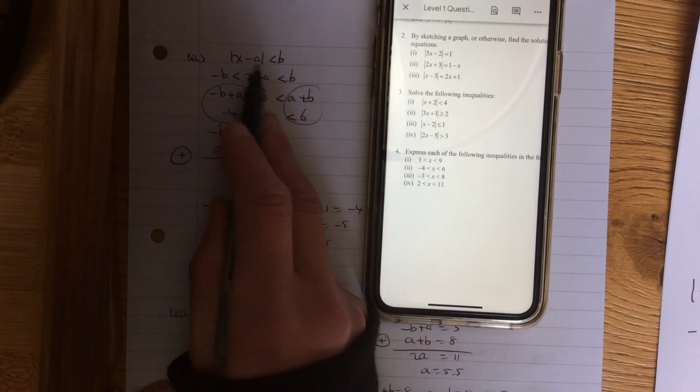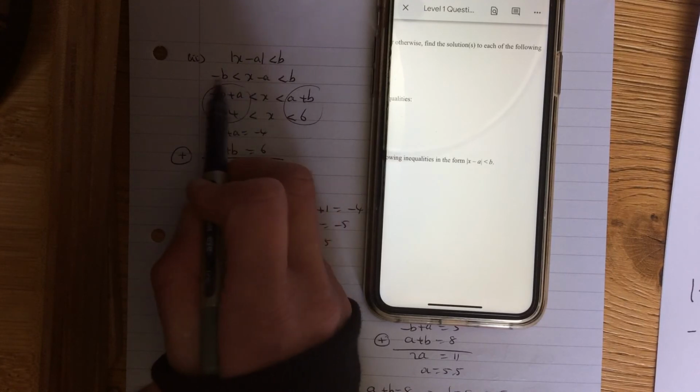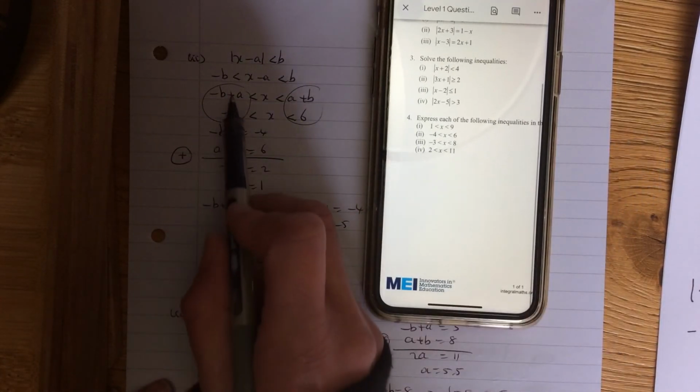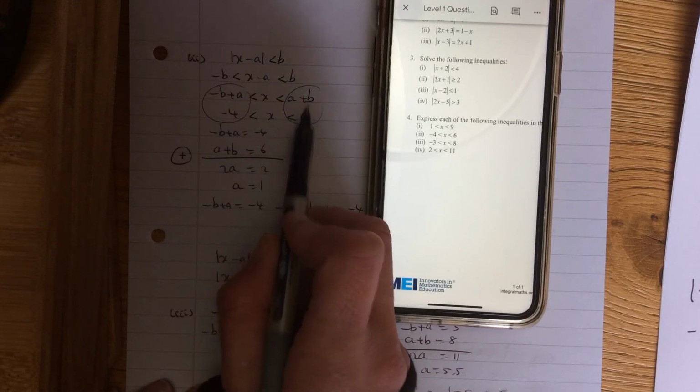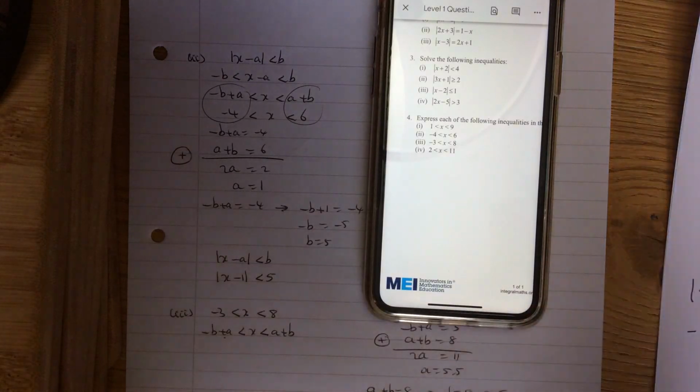So x minus a less than b, that's what the question has, so we're between minus b and b, bring your a over. Part 2, this one side is minus 4, this side is 6, simultaneous equations, and so on. So that just continues on there.